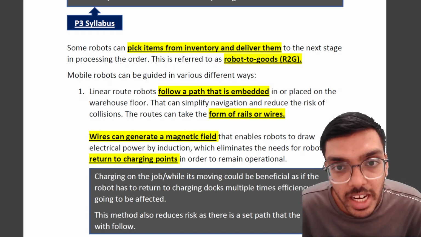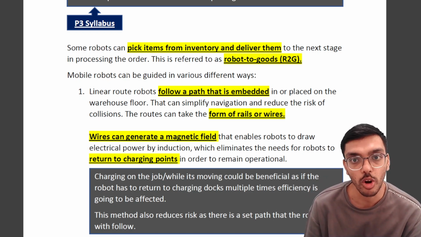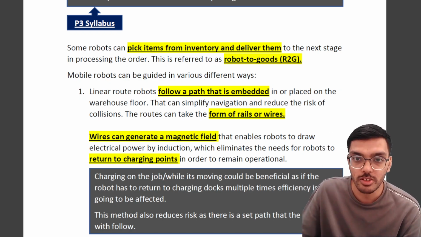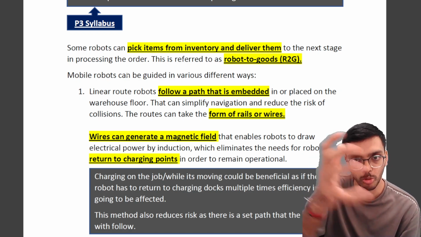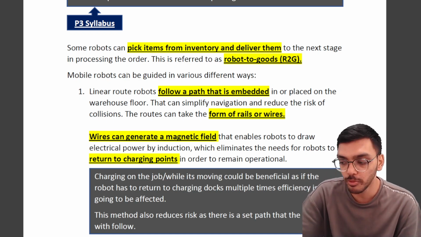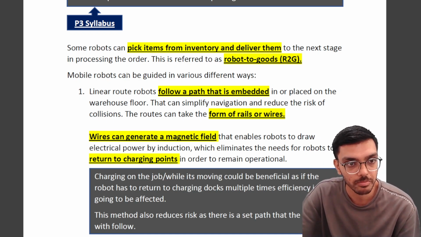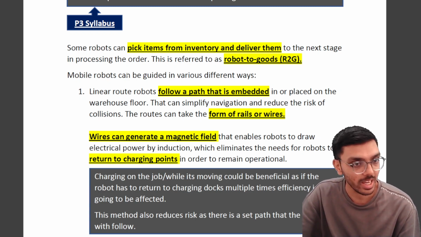Some robots can pick items from inventory and deliver them to the next stage in processing the order. This is referred to as robot to goods. All of us already figured this out. Robot picking the goods and bringing it to your human for final packing or whatever. Mobile robots can be guided in various different ways.